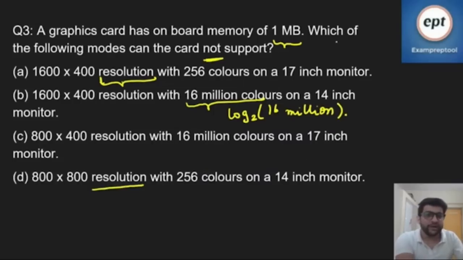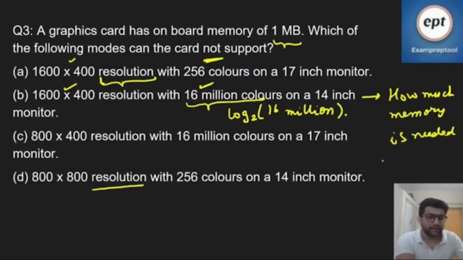We have been asked which of the following modes the card cannot support. So we will start with the largest option. By largest option I mean the one with the highest resolution and the maximum number of colors. We can see that the resolution is higher in option A and option B, however the number of colors supported is higher in option B. So let's look at how much memory is needed to represent such a screen.